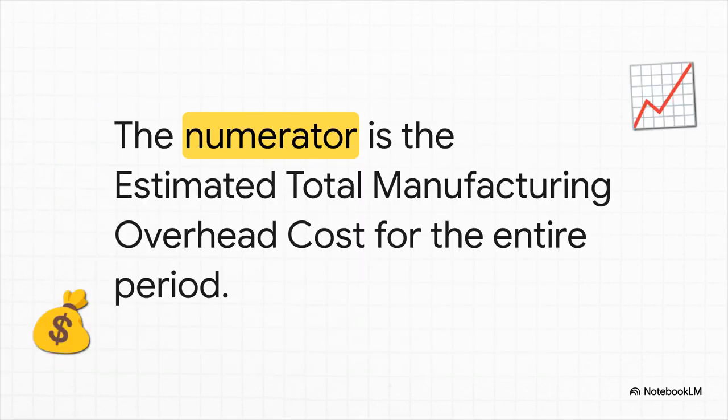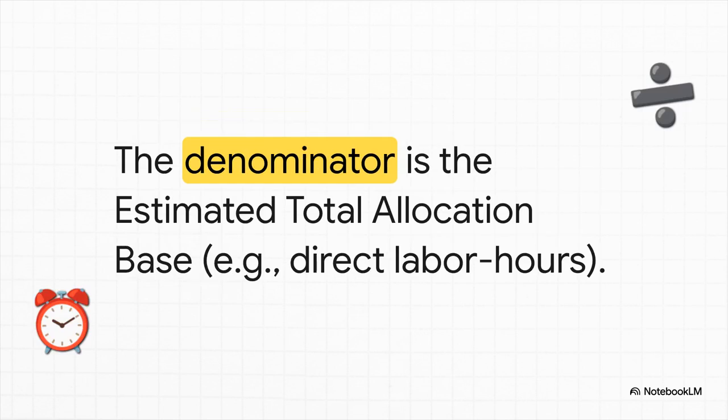It's a two-part recipe. First up is the top number of our fraction, the numerator. Before January 1st even hits, the accountants get together and forecast all the indirect costs for the whole year. They add up the estimated rent, the estimated utilities, estimated salaries, all of it, to get one big estimated overhead number. Next, we need the bottom number, the denominator.